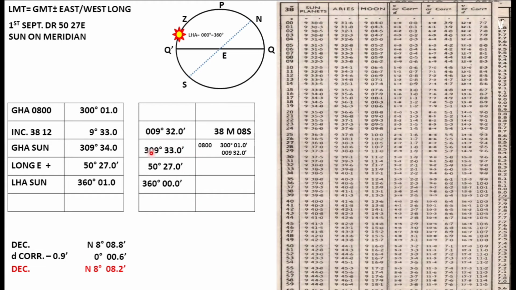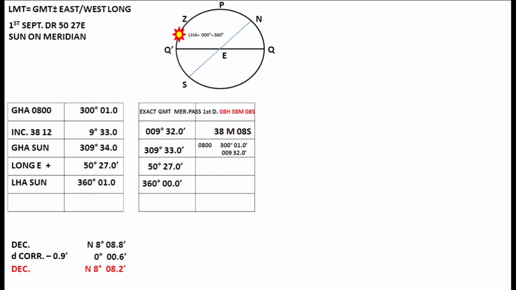The difference between what I have got here and this value is the increment, which I should be adding up, and that's how I'll get this value, right? Then I go to the increment tables to find out what minutes and seconds this increment corresponds to, and as I can see here, at 38 minutes 08 seconds, the increment is 9:32. So my exact time of meridian passage would be 8 hours 38 minutes 08 seconds.